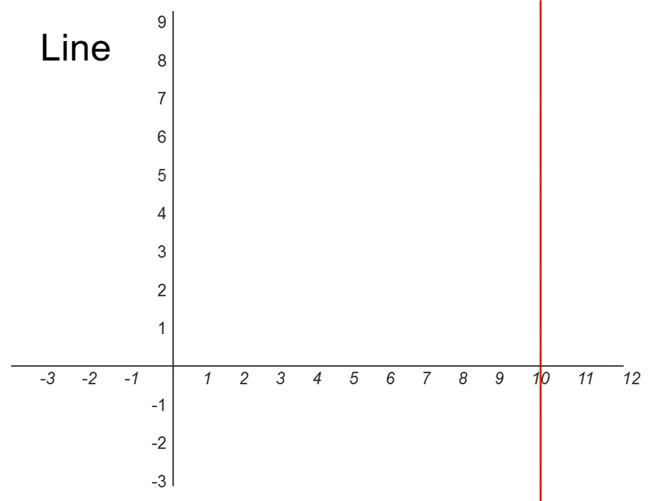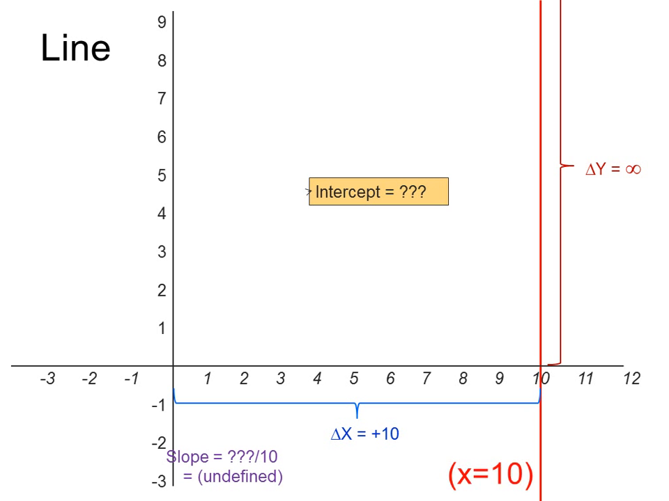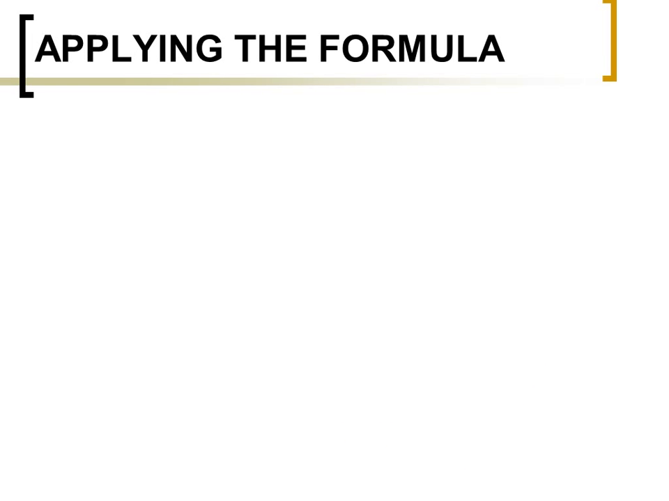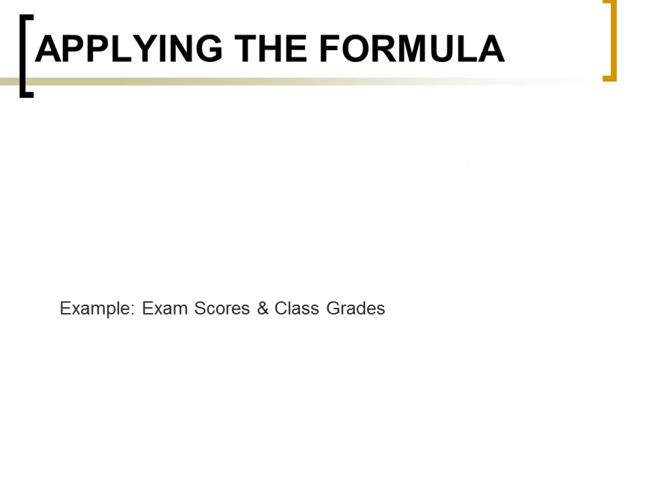And this is similar. There's no intercept. There's infinite y. But there's a change in x of 10, so the slope is totally undefined, but we could just say x equals 10. Now that doesn't happen in real regression. That's just kind of mathematically remembering the way lines work. So when we apply the formula to real data, and we get that model, we use this formula to find the best line.